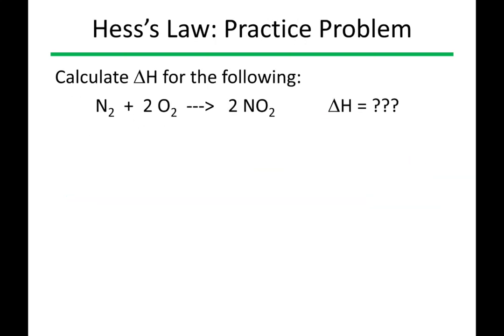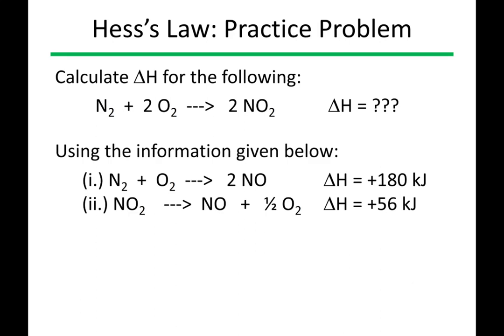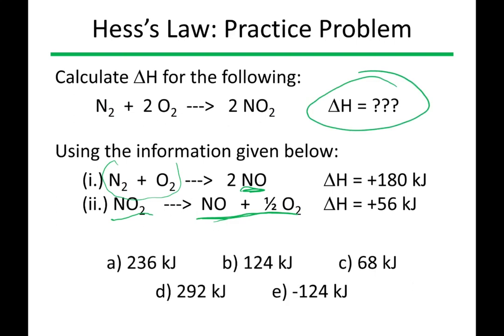Let's take a look at this. Say we have this reaction here, N2 plus 2O2 going to make 2NO2, and we want to know the enthalpy of this reaction. Say we can't measure that, but we do happen to know the enthalpy of the reaction of going from N2 plus O2 to make NO instead of NO2, and we also know the enthalpy of NO2 going to make NO plus half an oxygen. If we have these two given bits of information, we can use Hess's law to calculate the overall enthalpy. I'll give you a moment to think about it and choose your answer.